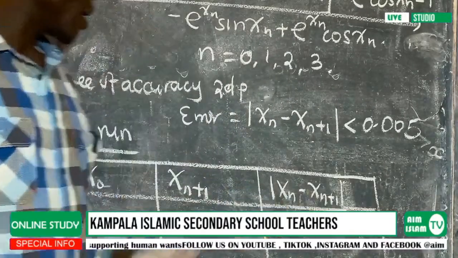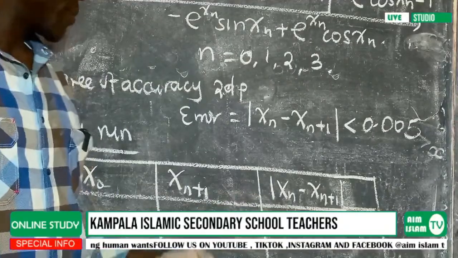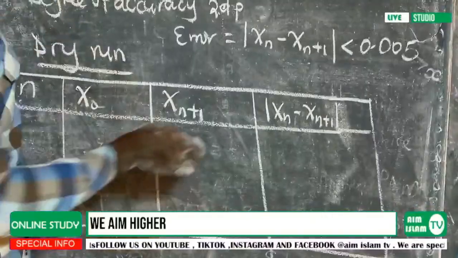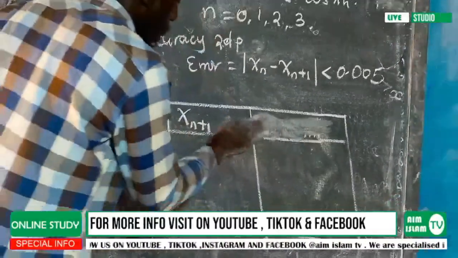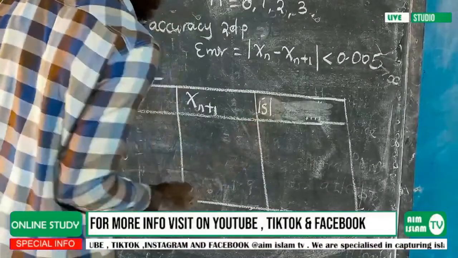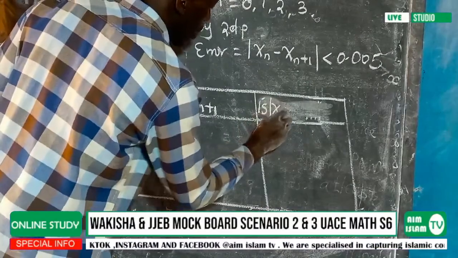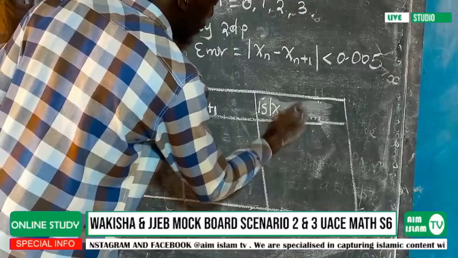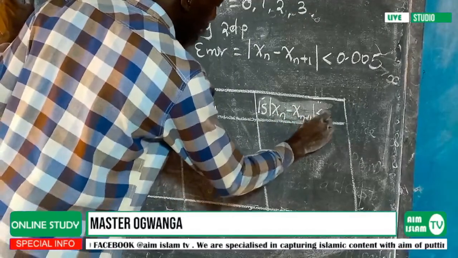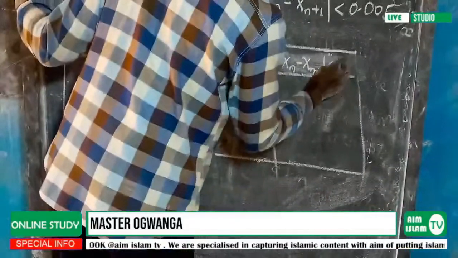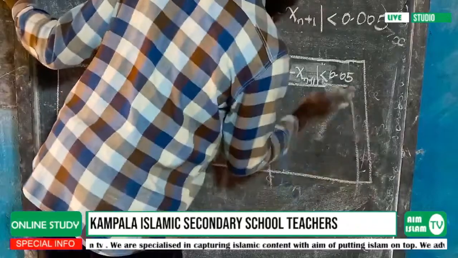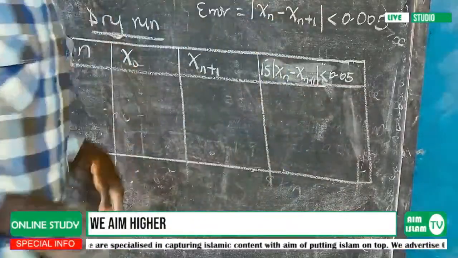The error should be asked in terms of the question, meaning I should say: is the magnitude of x_n minus x_(n+1) less than 0.05? That's according to the dry run.